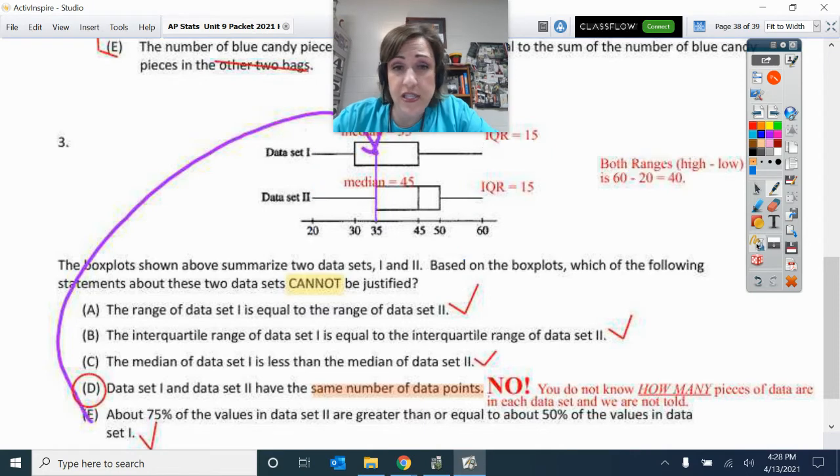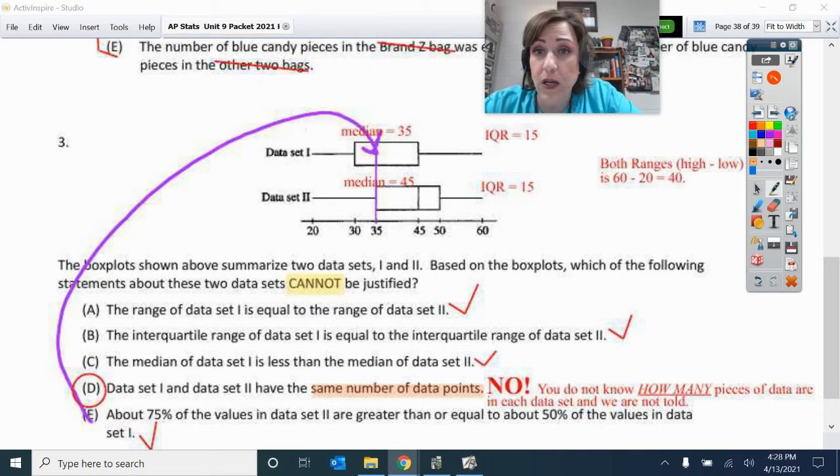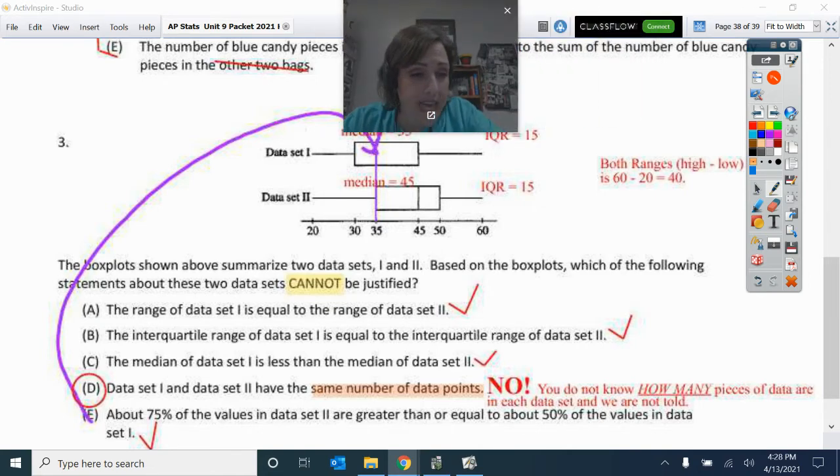Also, the IQRs are the same. The IQRs are 15 for both of them. Now, statement C says the median for one is less than the median for two. And yes, that's correct because you can see the median of 35 for data set one and the median of 45 for data set two. Now, here is where we have an issue.